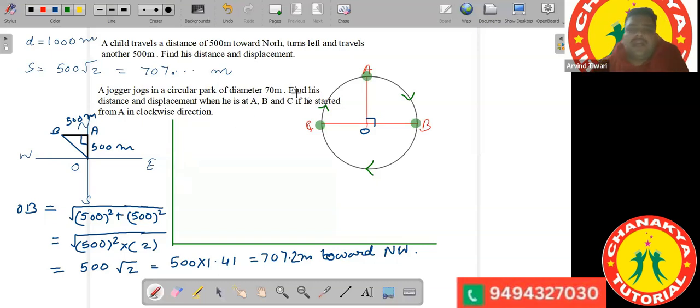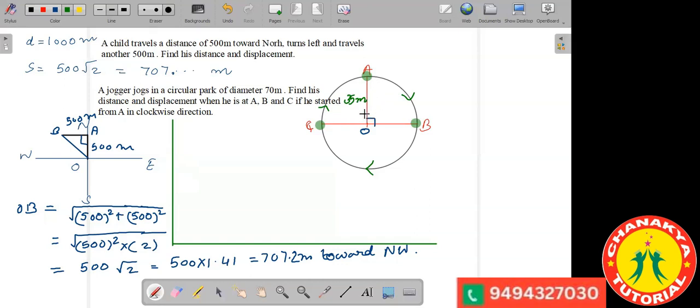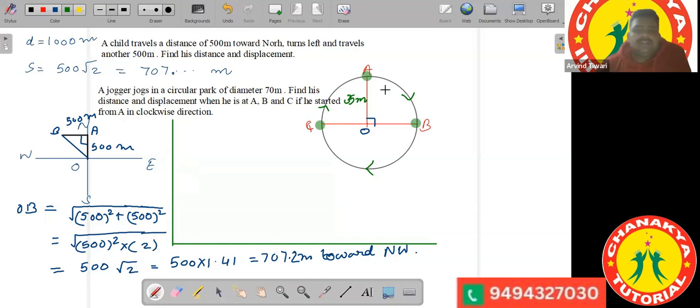You have been given diameter as 70 meter, so your radius will be 35. Radius is 35 meter, right? So AO is 35 meter. Now, if the person travels from A to B, the distance he is traveling is along the circumference. So circumference is the distance.